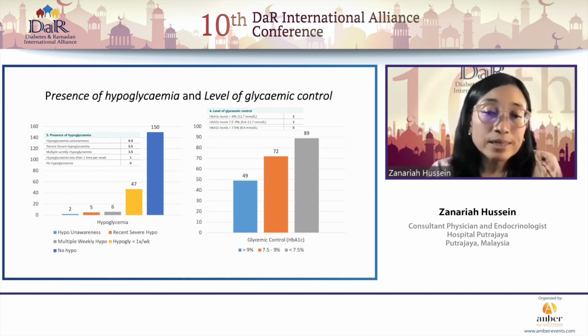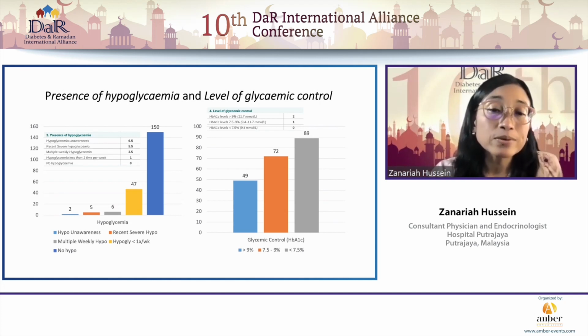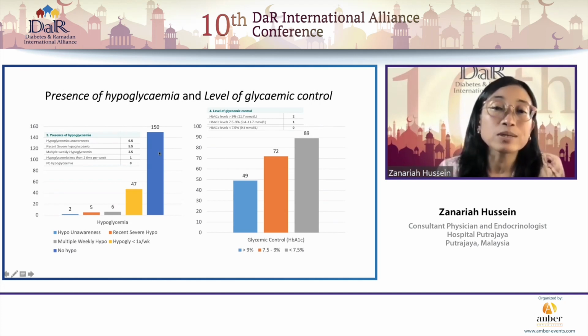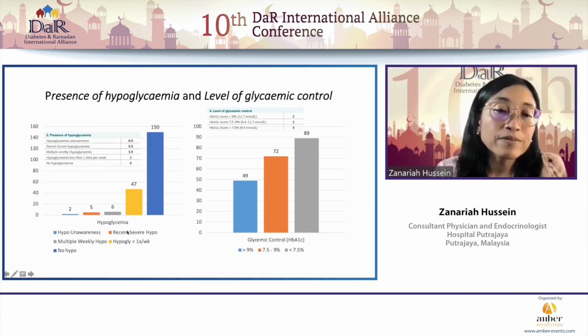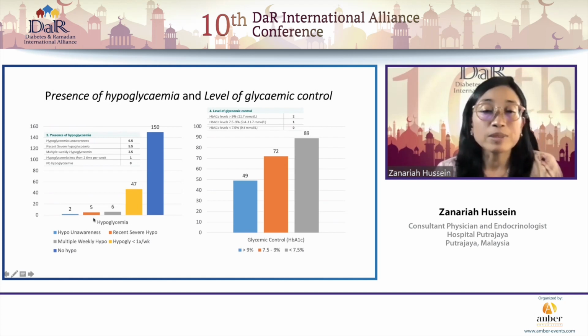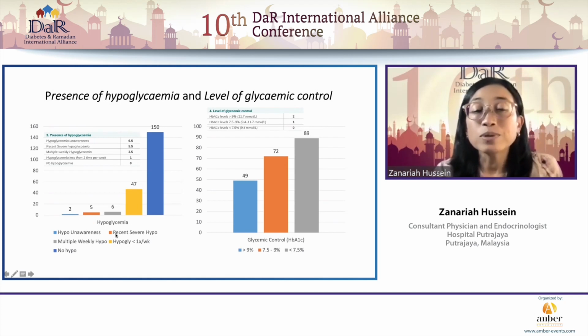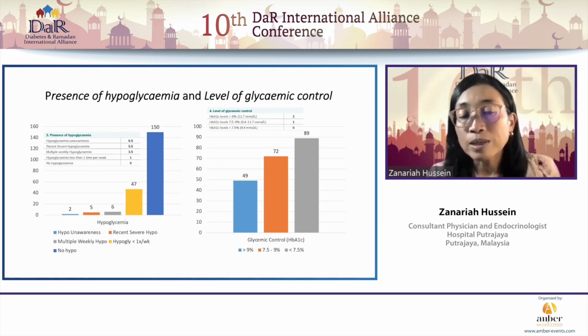When we look at the presence of hypoglycemia, we are aware that 70% are on insulin, but the great majority did not have any hypoglycemia at all, as we can observe here. 150 of the 210 patients. Very, very few patients had hypo unawareness, or even severe hypo, just 2 and 5 of them here, as you can see. So hypoglycemia was not a problem at the baseline of the study.